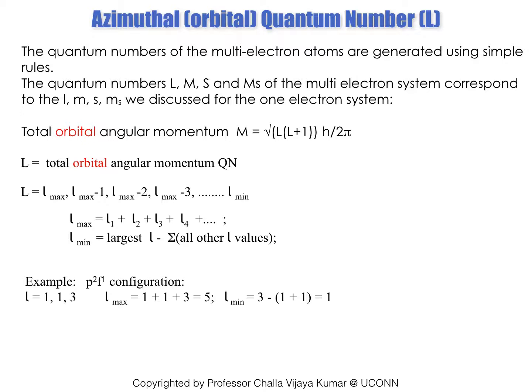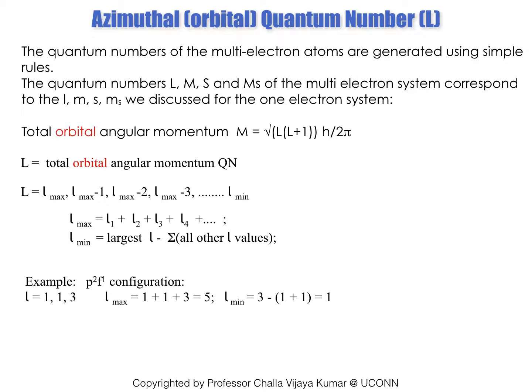So for the second P electron, l equals 1. And for the F electron, the third, l equals 3. So 1, 1, 3. These are the individual l values of the electrons we start with. So L max then equals the summation of all these: 1 plus 1 plus 3 equals 5.